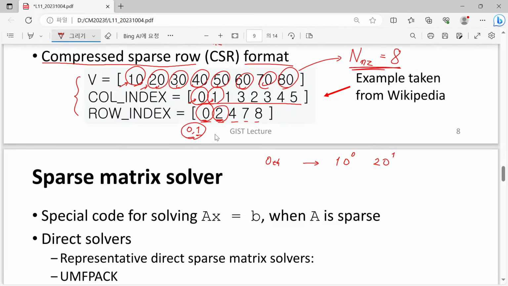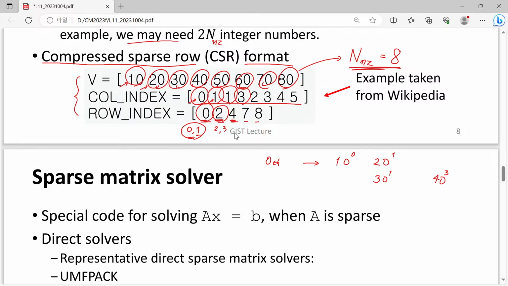Then let's go to the next row. In the next row, we start from 2, and before reaching number 4, we have to stop. So 2, 3 are the positions, and the column indices are 1, 3. It means that 30 and 40 are assigned to the first column and third column.